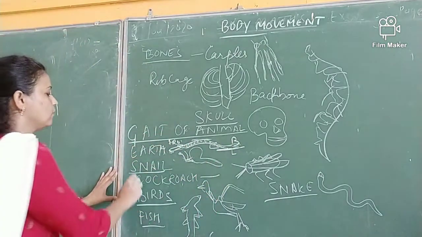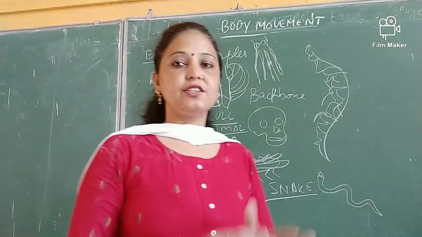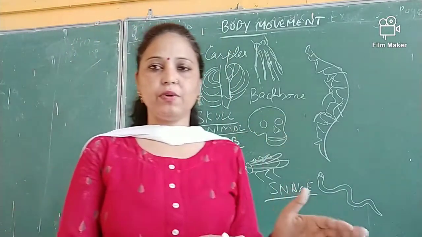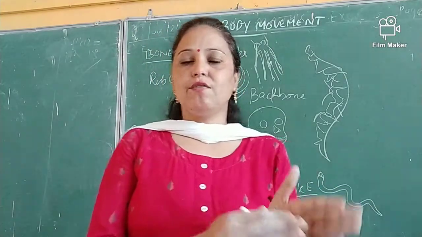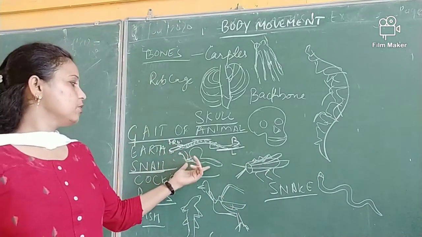Next is the snail. All of you have seen the snail. The snail always carries its shell, its home that is made up of shell, and that is not to help in the movement, but it's a home, that's why for its protection it always carries that shell. So how does it do the movement?